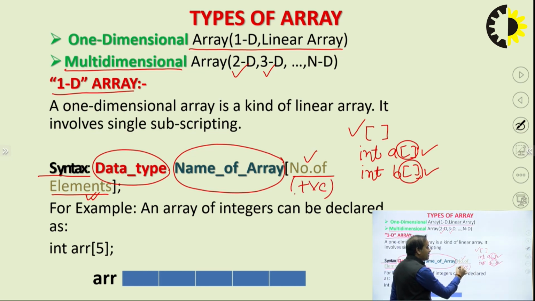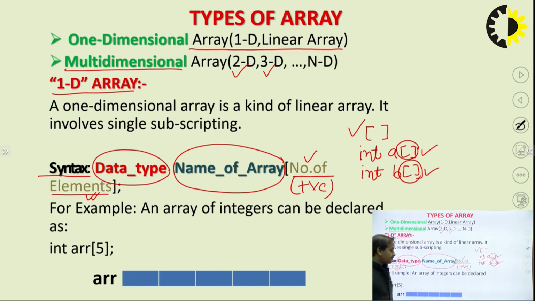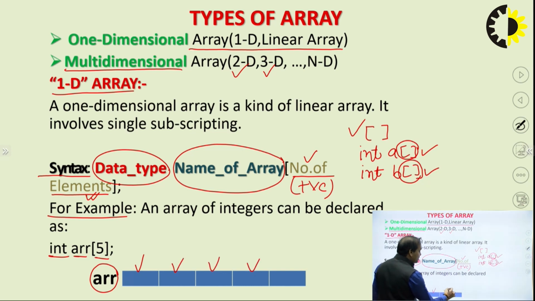We can't take a negative value here. For example, an array can be declared as int arr[5]. That means we have taken a location inside memory named arr, and we organize 5 locations continuously inside the memory, and the indexing starts with 0, 1, 2, 3, 4.